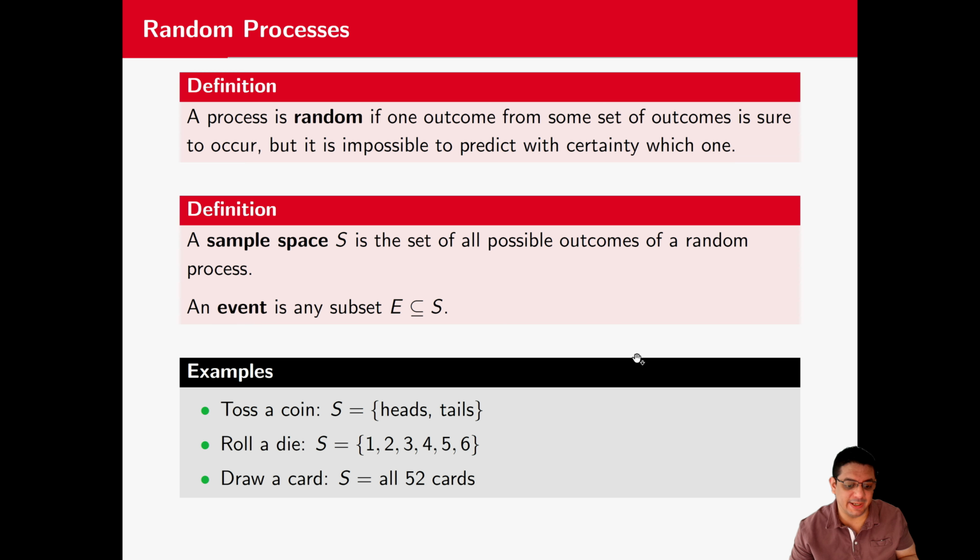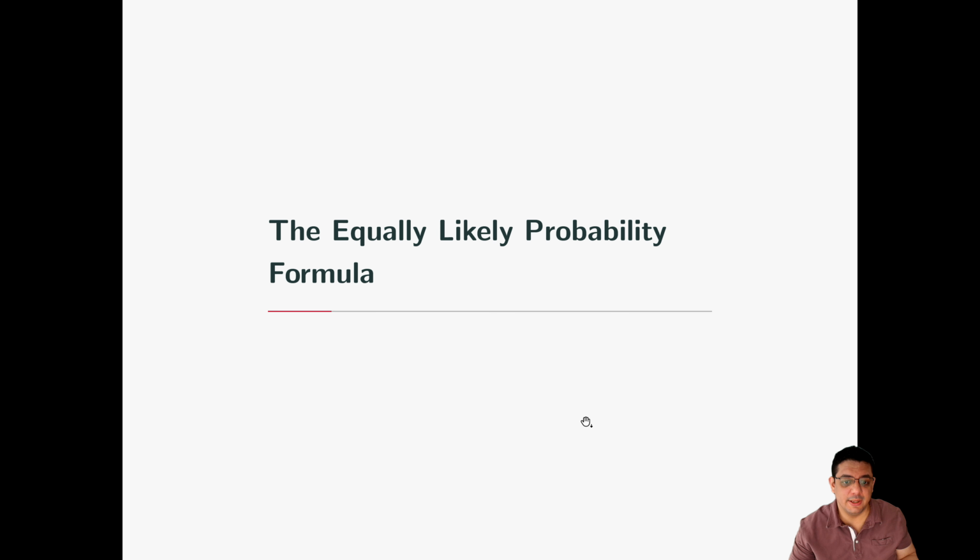When you roll a die, let's think about a die with 6 faces. Then you have the opportunity to get the numbers from 1 to 6. If you're drawing a card, then your sample space is all the 52 cards, because drawing a card gives me 52 different possibilities.